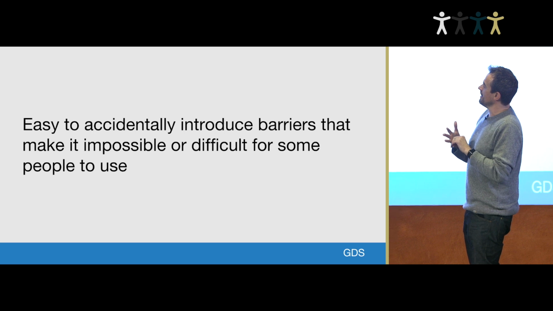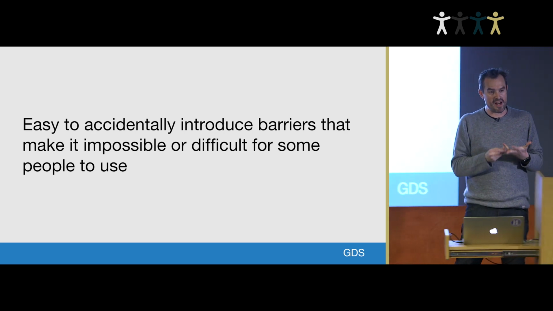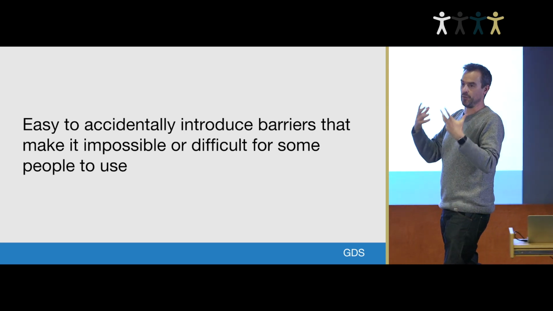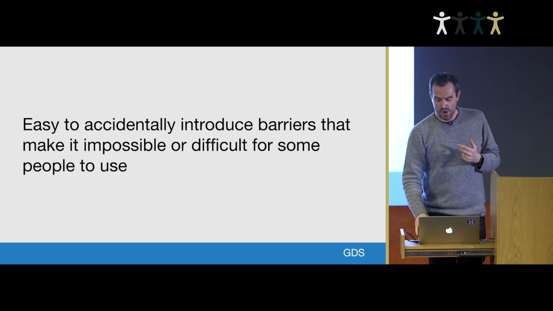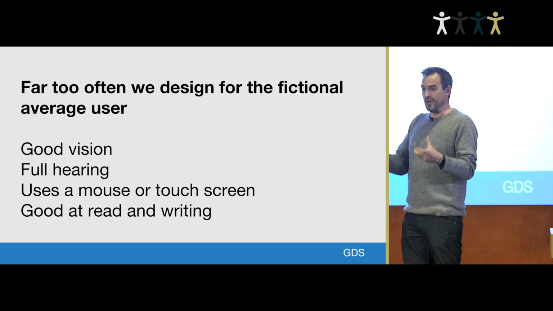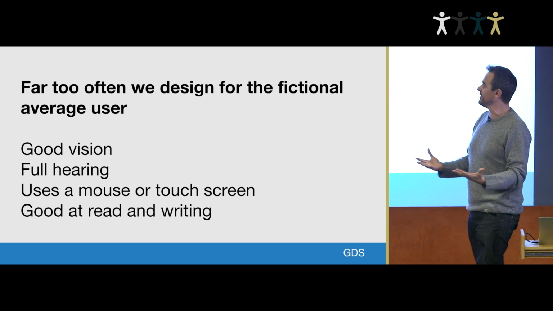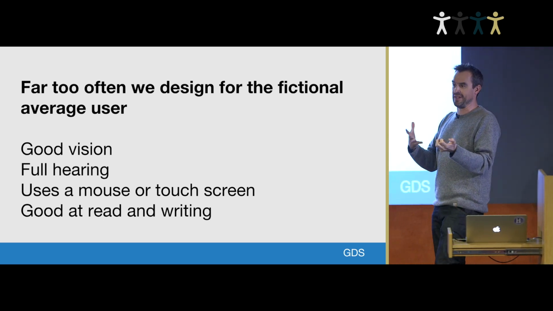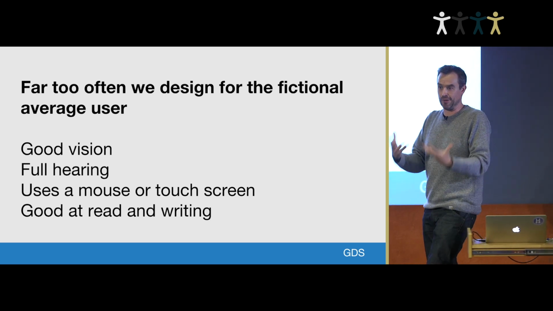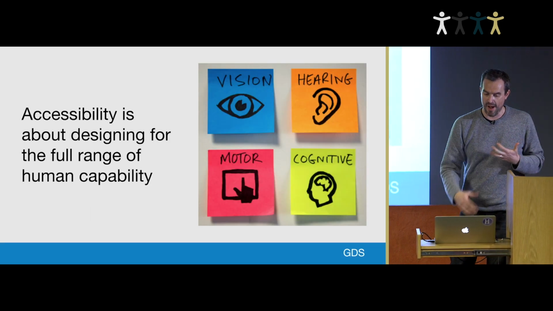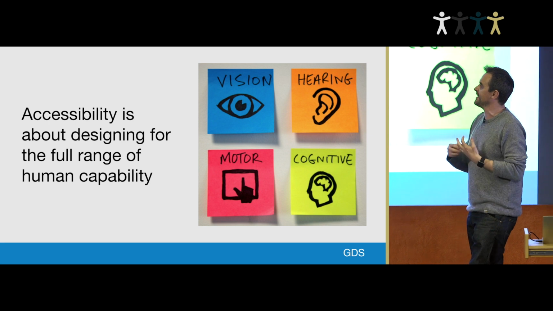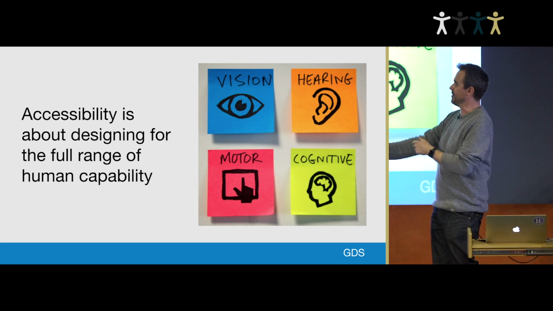For me, the key point about accessibility is that it's actually really easy to accidentally introduce barriers that make it impossible or difficult for somebody to use your digital product or service. What we far too often tend to do is we design for the fictional average user. So we kind of presume that people have good vision, that they have full hearing, that people have good dexterity and use a mouse or a touchscreen, and that they're good at reading and writing and have a good memory. But the fact is that humans vary hugely, and accessibility is about designing for the full range of human capability.